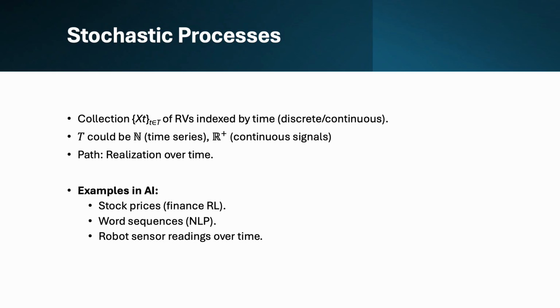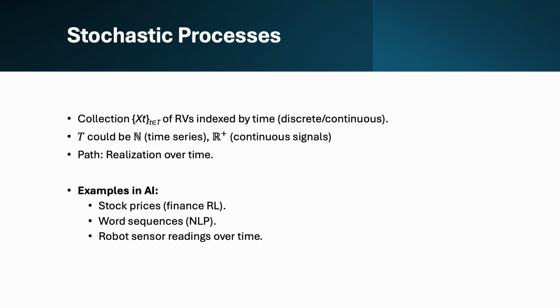Stochastic process: a collection of random variables X over certain time, indexed by time, discrete or continuous. Let's look into this in a little bit more depth. The examples in artificial intelligence are stock prices in the finance world, word sequences in the natural language processing world, and robotic sensor readings over time in the robotics domain. However, let's jump in with an example of word sequences using natural language processing.